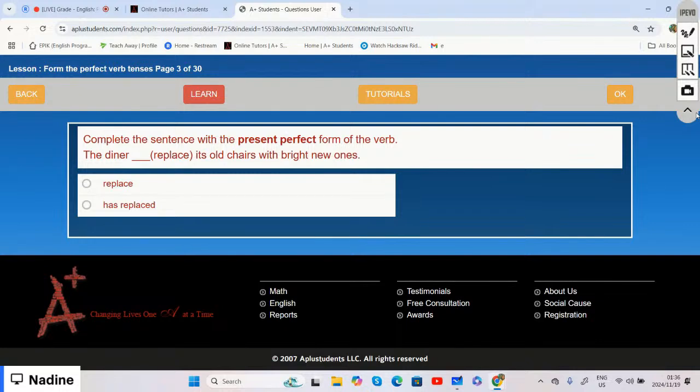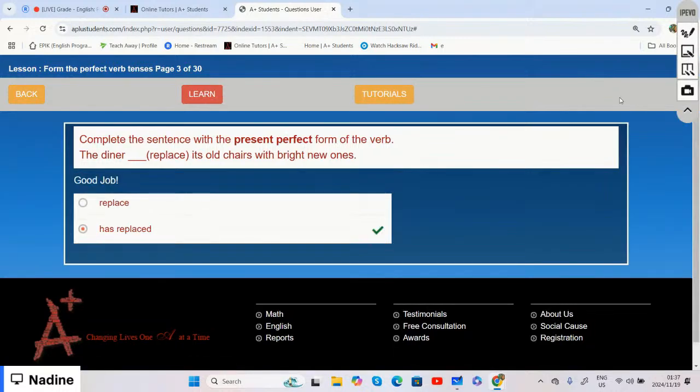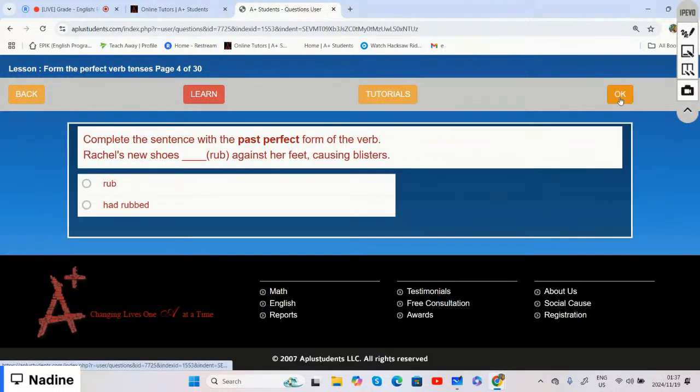All right. And if we were to select the correct option, then we would say the diner has. Remember we said we use words like has and have when it comes to our present perfect tense. So we said the diner has replaced its old chairs with bright new ones.